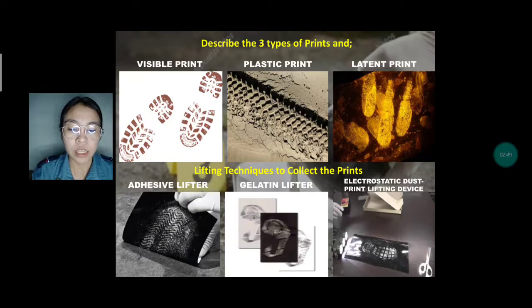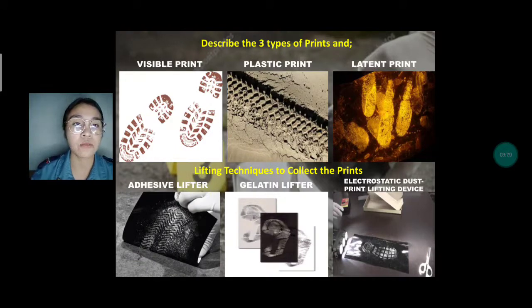So, next is plastic print. So, ano po ba yung plastic print? Ito yung 3-dimensional impression na naiwan sa isang soft surface. So, halimbawa na ito yung gulong ng truck na naiwan yung bakas niya sa buhangin. Then, yung pangatlo naman is latent print. Ito yung hindi kayang makita ng ating naked eye. So, therefore, yung mga examiners and investigators ay gagamit ng powders, chemicals, or ALS o tinatawag nating alternate light source, para makita yung print na to.